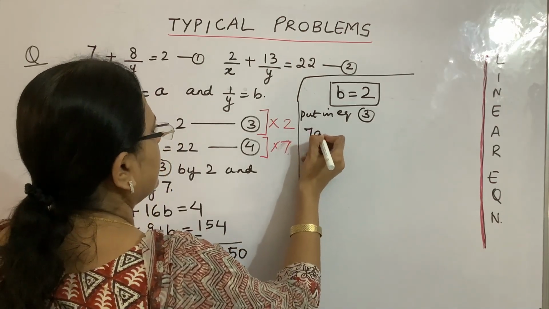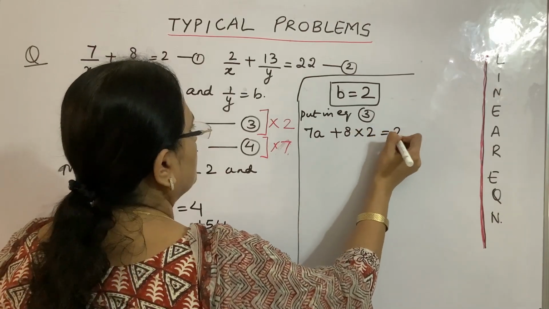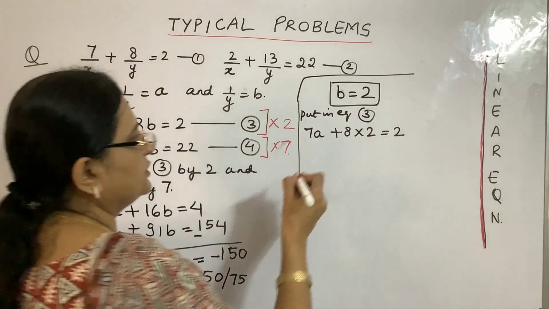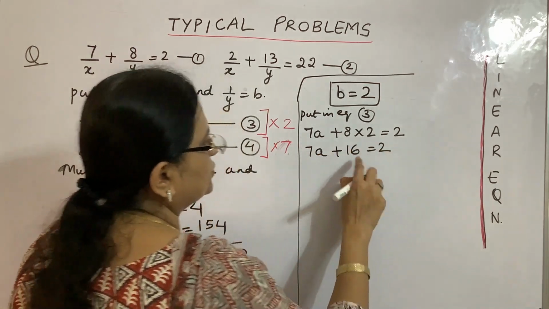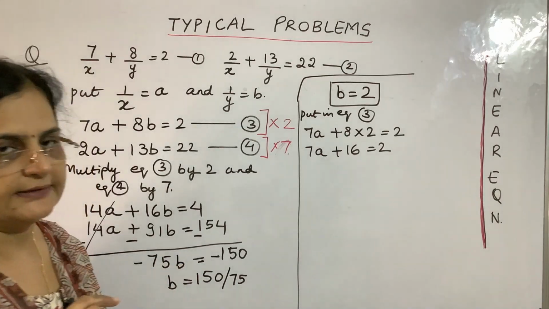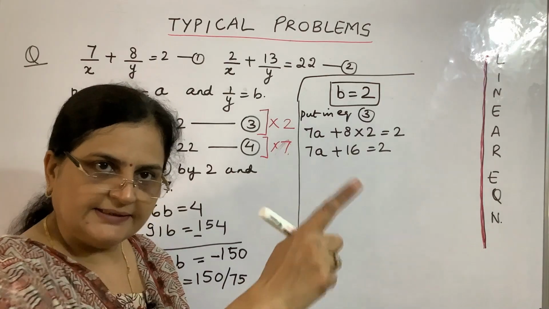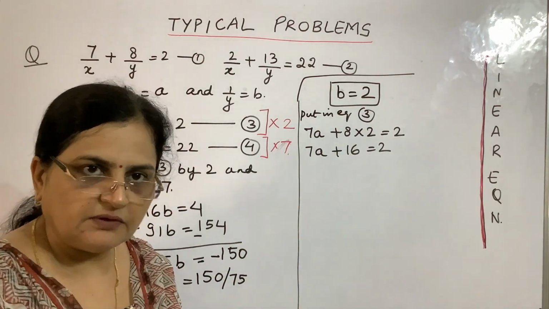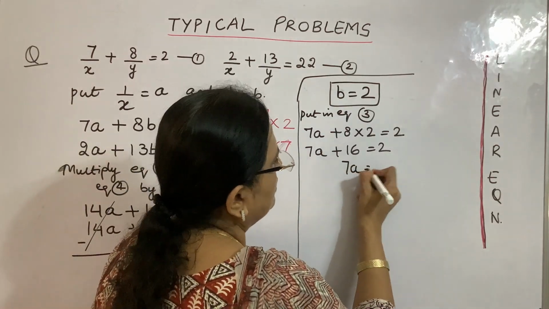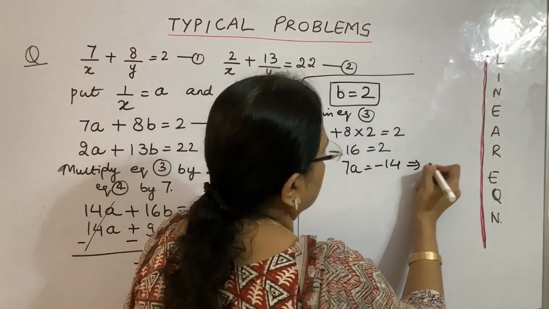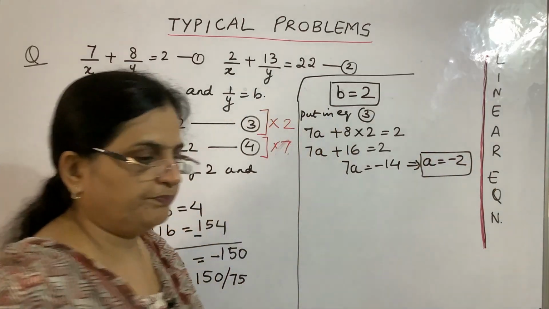So 7a plus 8 into what about b? 2 is equal to 2. Let me solve this. So 7a plus 16 is equal to 2. Transpose it to the other side. You get 7a is equal to 2 minus 16. 2 minus 16 will become equal to minus 14. So 7a will be equal to minus 14, or you can say a will be equal to minus 2.